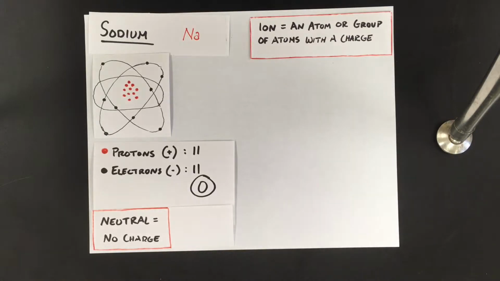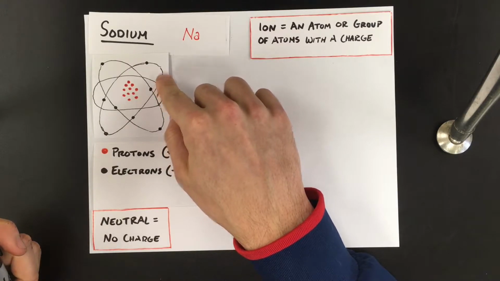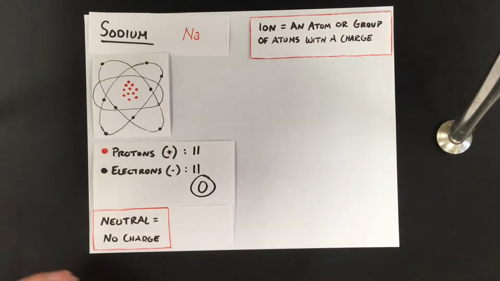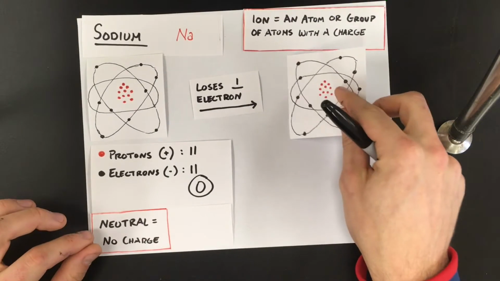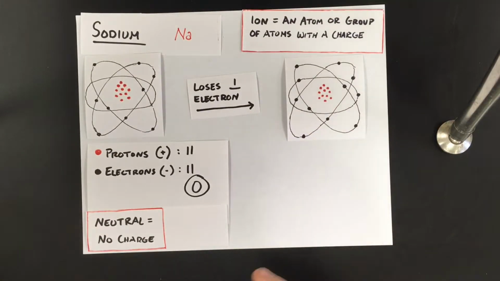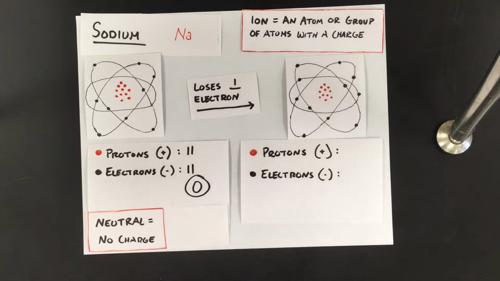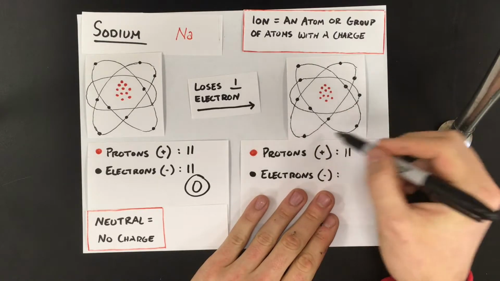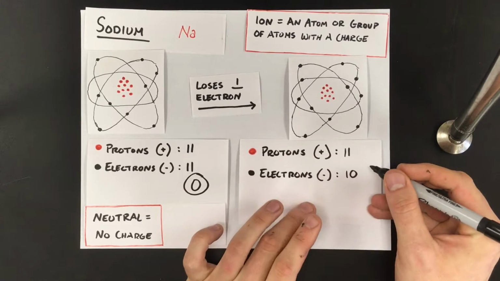But here's what can happen. If you see this electron right here, what will happen is sodium could lose this electron. It could just fly off, and it usually goes into another atom. So let's take a look at what happens when this loses one electron. And when that electron gets lost, you end up here with one fewer electron. So if we take a look, it still has 11 protons just like it did before, but if we count the number of electrons, this time we actually only have 10. So it loses that one electron.